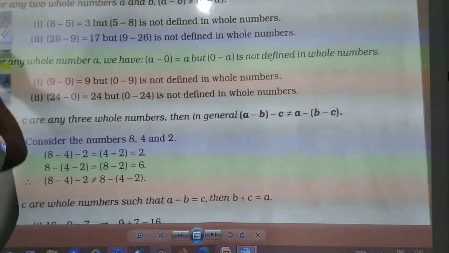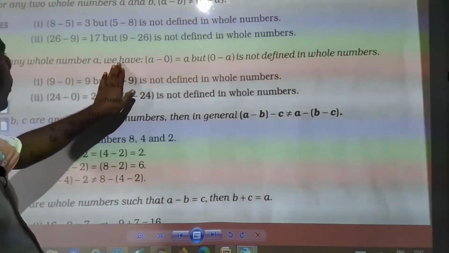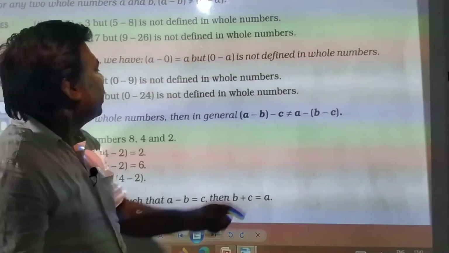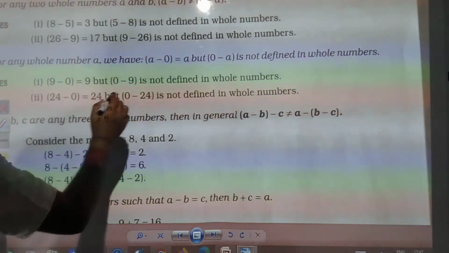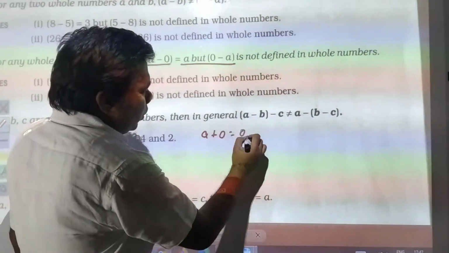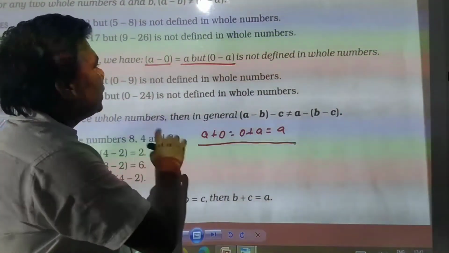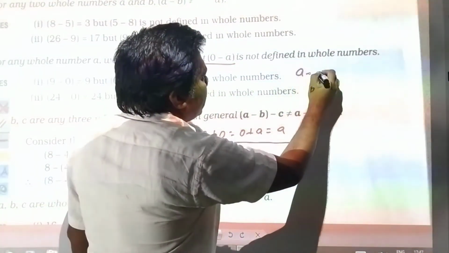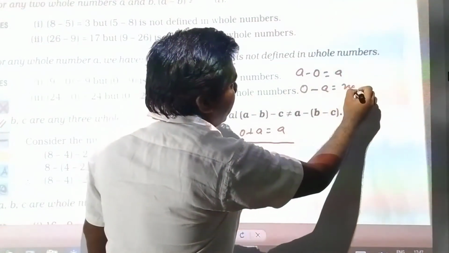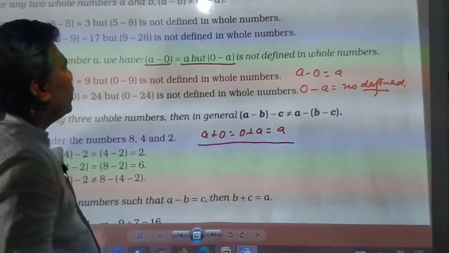Then you have, for any whole number A, we have A minus 0 is equal to A, but 0 minus A is not defined. Again, in addition, what we had? In addition, we had A plus 0 is equal to 0 plus A, and that is equal to A. But in subtraction, you see, A minus 0 is equal to A, but 0 minus A is not defined in whole numbers. That you need to remember.